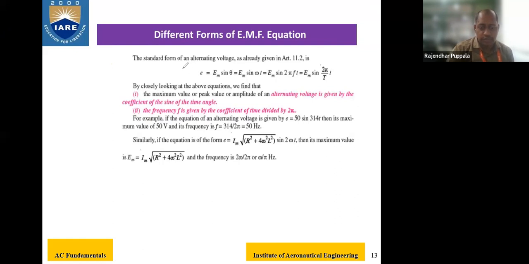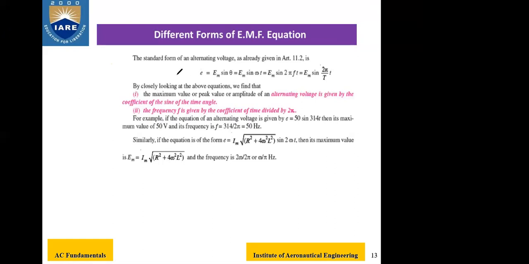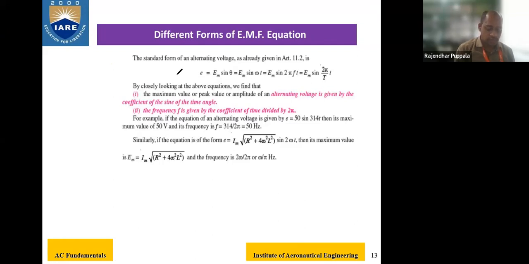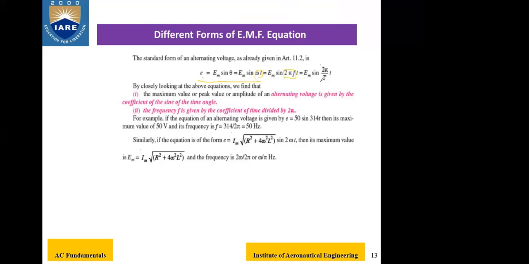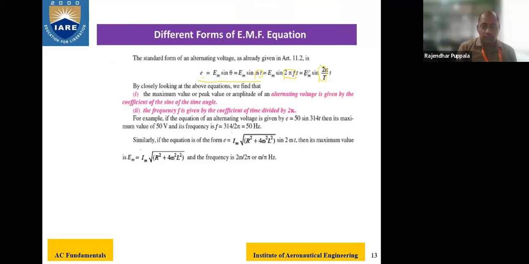This is a representation for the alternating waveform. Already we discussed in the last class how an AC waveform is generated. So V is equal to Vm sin theta is a representation for the alternating waveform. The same sin theta we write as sin omega t, in terms of angular velocity. And what is omega in terms of frequency? Omega is equal to 2 pi f, or in terms of time period, 2 pi by T. So theta is equal to omega t, is equal to 2 pi f t, or 2 pi t by T.